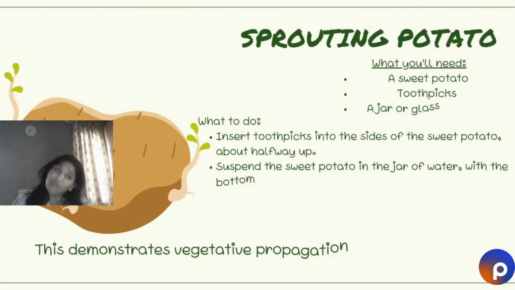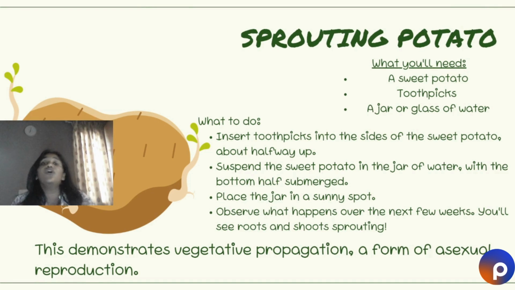So what is sprouting potato? This is a small experiment that we will do to understand asexual reproduction properly. What you will need: a sweet potato or a potato, a toothpick, and a jar or a glass of water. Insert toothpicks on the sides of the potato about halfway out. Suspend the sweet potato in the jar of water with the bottom half submerged and the other half outside the water. Place the jar in a sunny spot. Observe what happens over the next few weeks. You will see roots and shoots sprouting. This demonstrates vegetative propagation, a form of asexual reproduction. I hope this experiment opens your mind to sprouting potato.